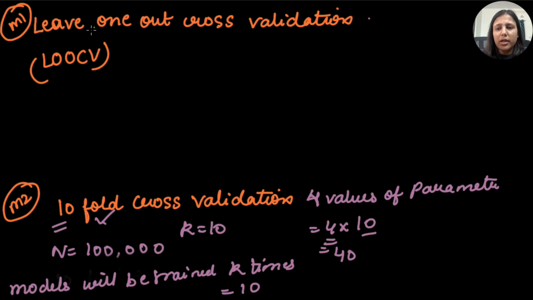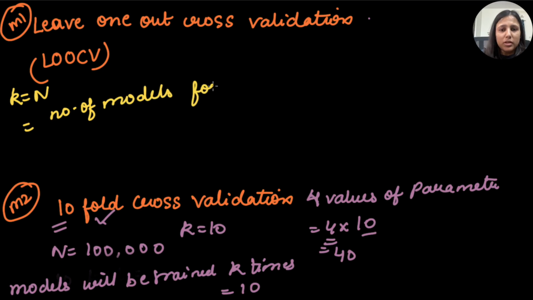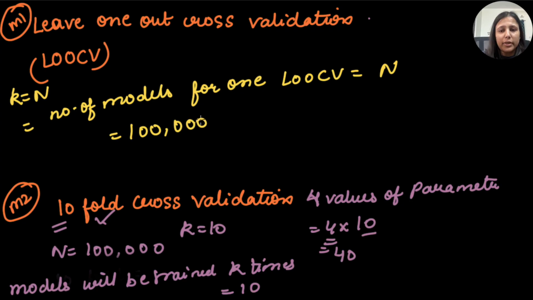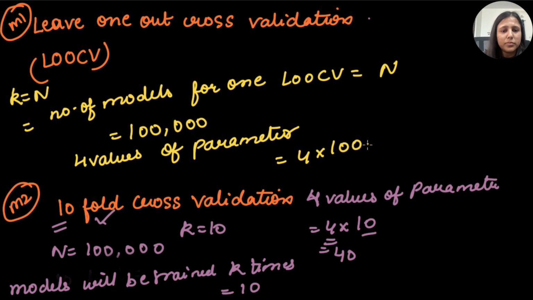So here K is equal to n, right? So when K is equal to n, the number of models for leave one out cross validation is equal to n, which is equal to 100,000. And we have 4 values of the hyperparameter, so how many times do we have to do it? 4 into 100,000. So these many times we have to do the cross validation, or these many times we have to do the model training.